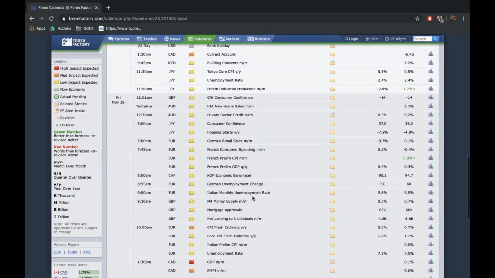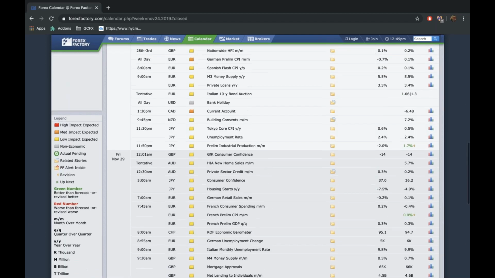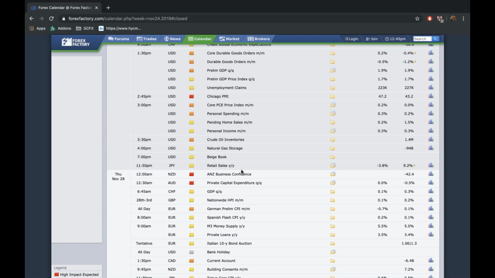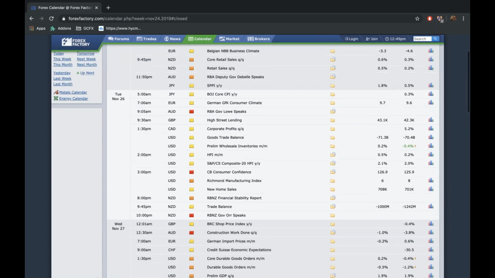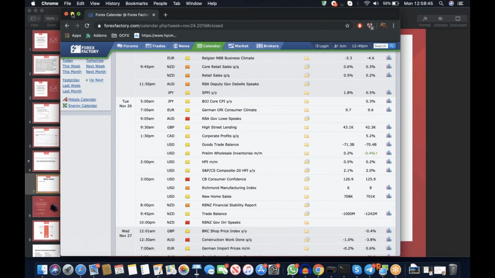In order, what I'm expecting: Canadian dollar GDP number 1, and New Zealand business confidence number 2, and then kind of be aware of the Governor Lowe and Governor Orr speaking out for the RBA and the RBNZ, as well as US data that's coming out over the first half of the week. So that's what I'd be looking at.